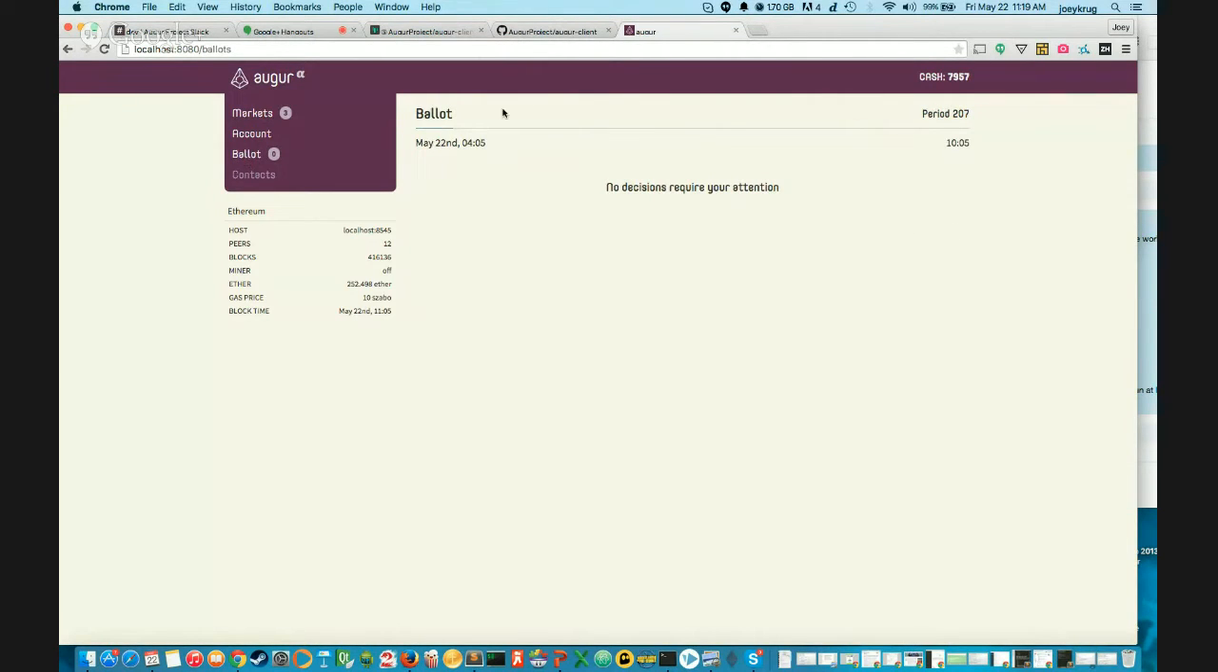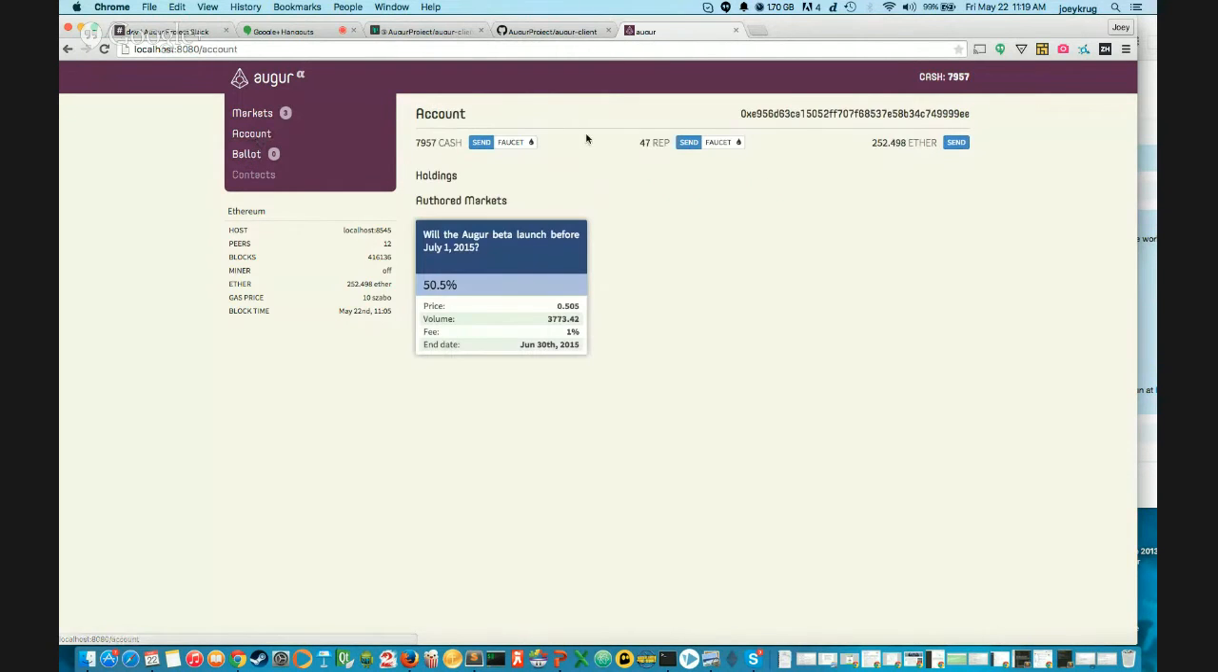And then basically once all the ballots are submitted, we do consensus on them, and if people went against the consensus, they lose some reputation. If they went with it, they gain reputation from people who either went against it or people who didn't report at all. So if you don't report, you'll lose reputation.